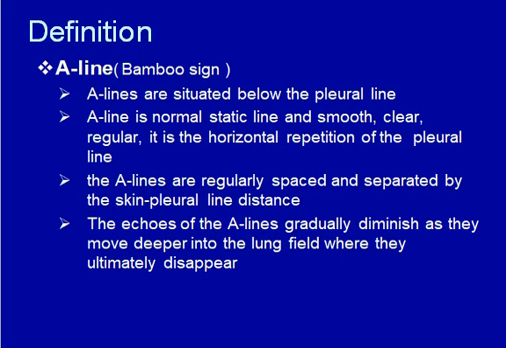What is meant by the A line? It is a line situated below the pleural line. The A line is a normal static line, smooth, clear and regular. It is a horizontal repetition of the pleural line. The A lines are regularly spaced and separated by the skin to pleural line distance. The echoes of the A lines gradually diminish as they move deeper into the lung field, where they ultimately disappear.